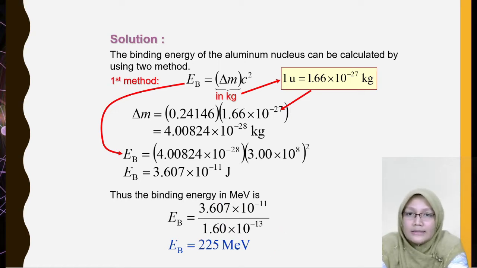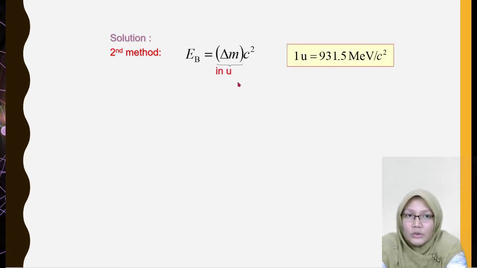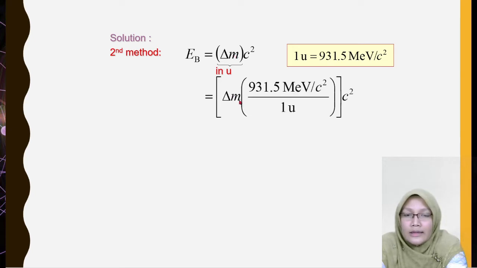Now let's see the second method. EB equal to delta M c squared. So delta M awak kena dalam u, atomic mass unit. 1 u tadi dalam kilogram kan. Sekarang kita tengok 1 u dalam MeV per c squared, sama dengan 931.5. So delta M dalam u, so ni adalah u awak darab dengan c squared.